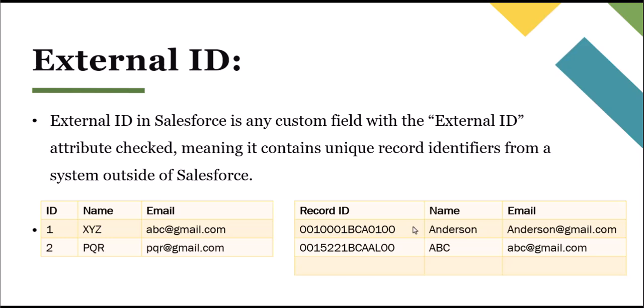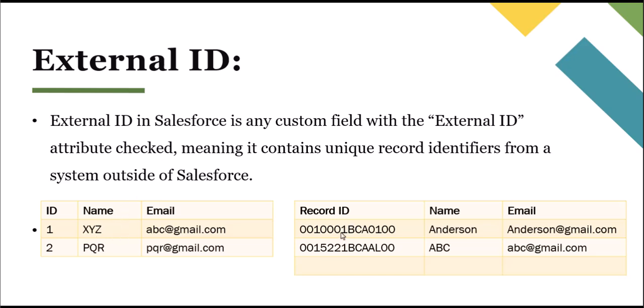Now why do we use the external ID? It contains a unique record identifier from a system outside of Salesforce. Here you can see, the first table is the external file, which is not in Salesforce. The other table contains records available in the Salesforce org. For example, the second table's records are from the Lead object. Whenever we want to update or upsert records from the external system to the Salesforce org, we need a record ID, which is the unique ID, to map the records between the Salesforce org and the external table or external file.